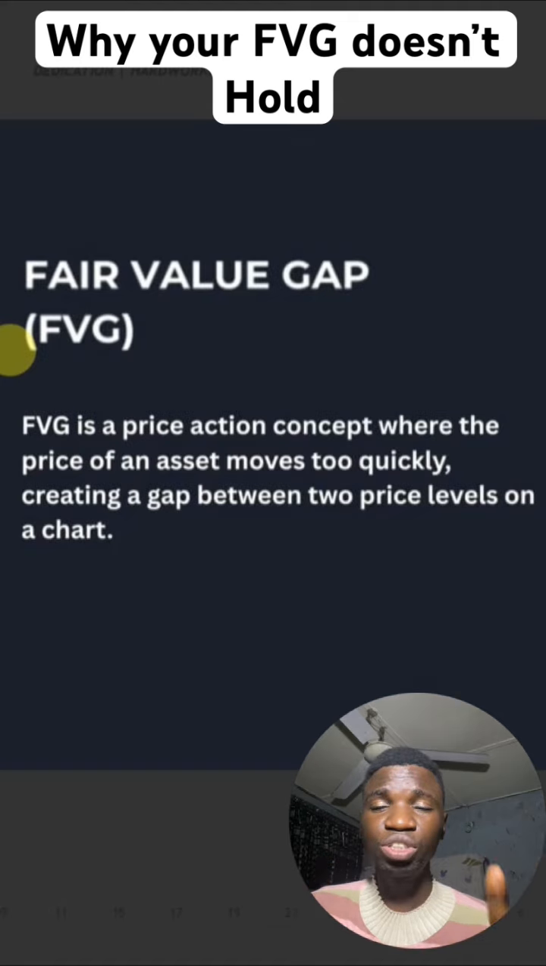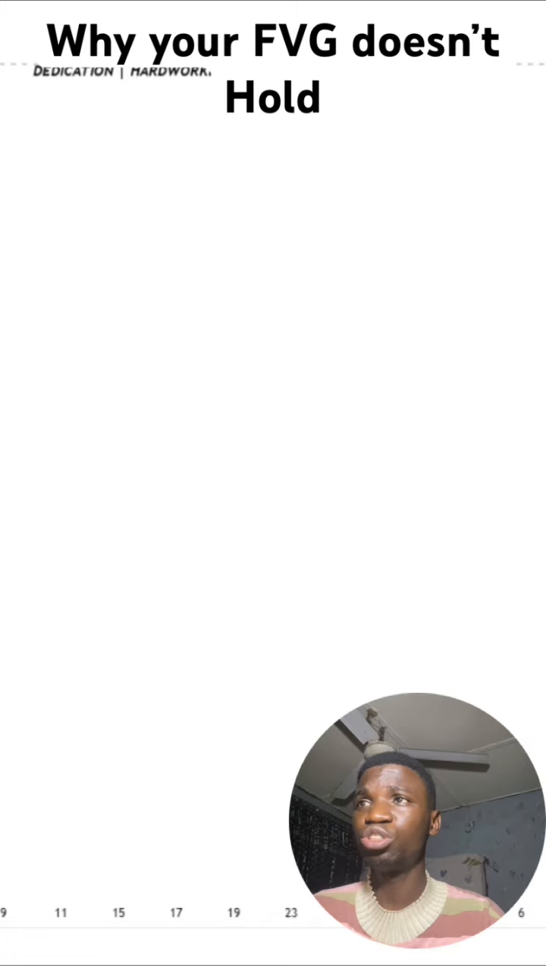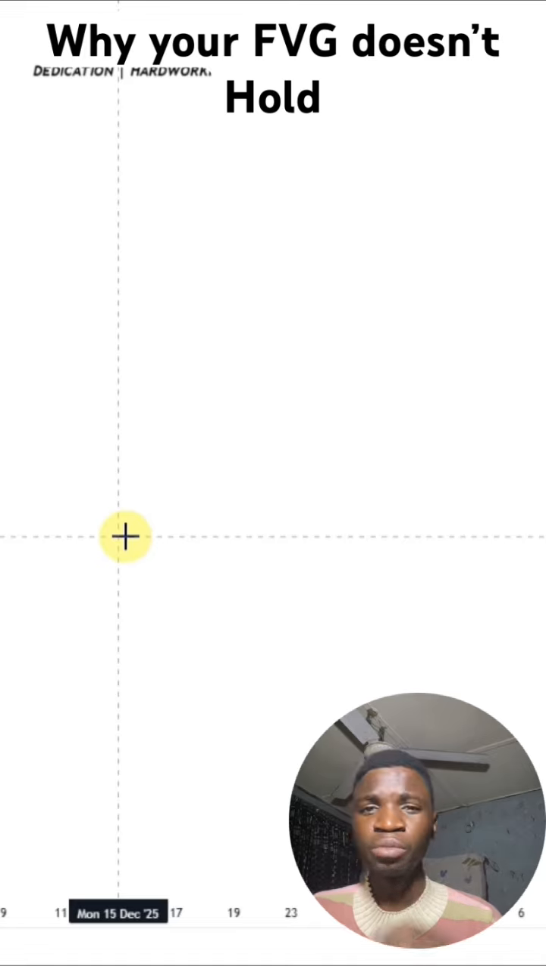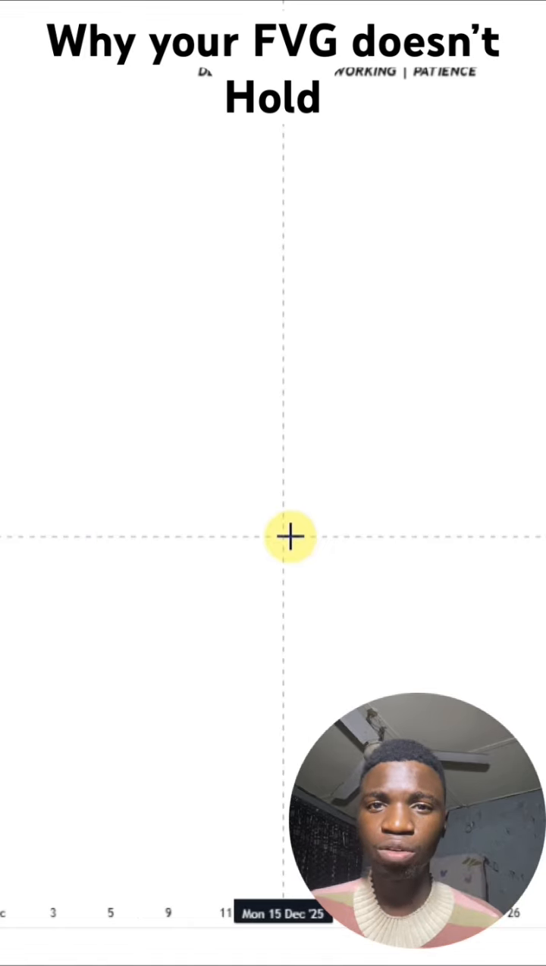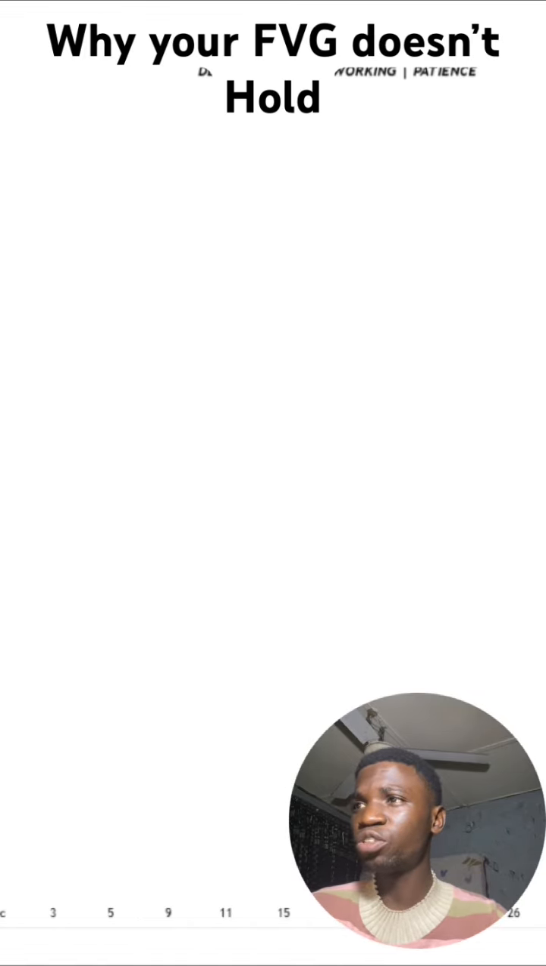Fair value gap is a three candlestick pattern. Let's go into the chart. I'll show you something. It's a three candlestick pattern, but this three candlestick pattern has rules to play in making it a proper fair value gap. For example, let's draw the first example.